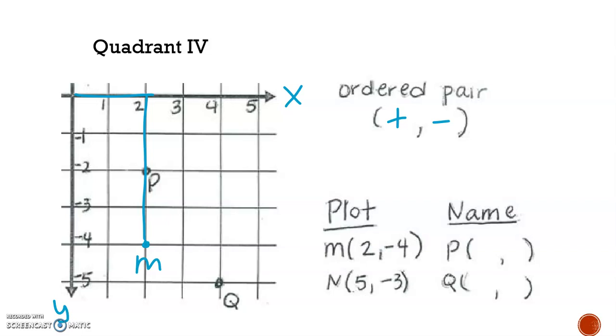N is at 5, -3. So we're going to move right 5, down 3, put a dot, and label that with an N. Okay, if we're telling someone how to start from the origin and get to the coordinate point P, we're going to tell them to move right 2 and then down 2. So it's going to be +2, -2. And then Q is at +4 and then -5.